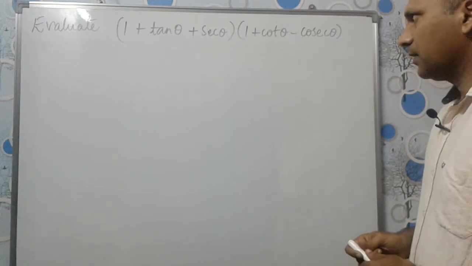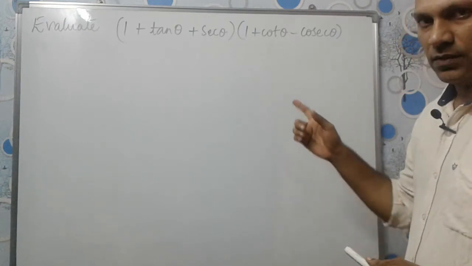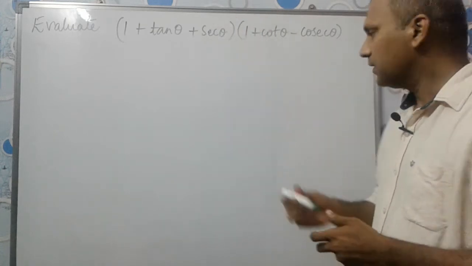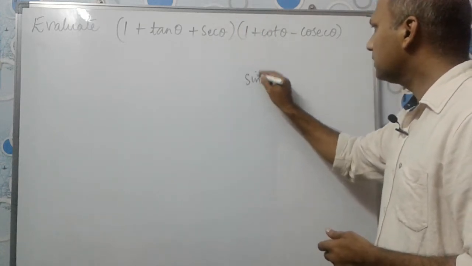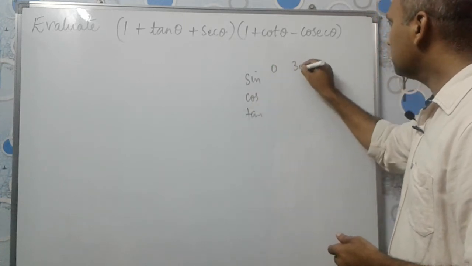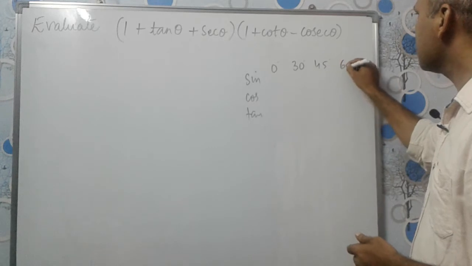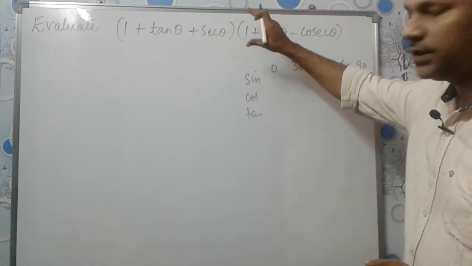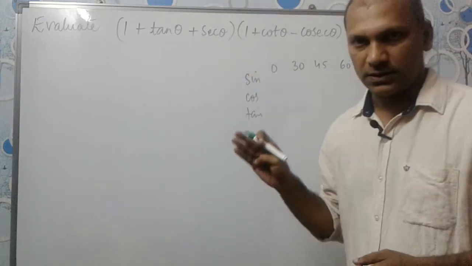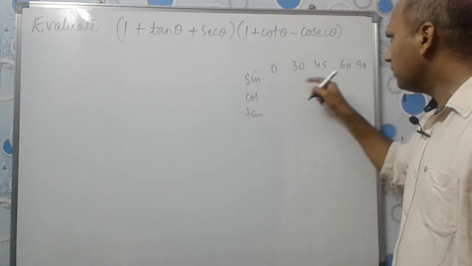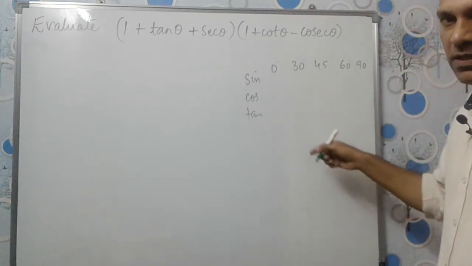See, I told you a trick in one of our previous videos. We can substitute theta is equal to 45 degrees also, right? See, sine, cos, tan for 0, 30, 45, 60 and 90. Suppose this question is given in a competitive exam and you have 4 options, what should we do? Substitute theta is equal to 45 because 45 degree values will be easier for us.